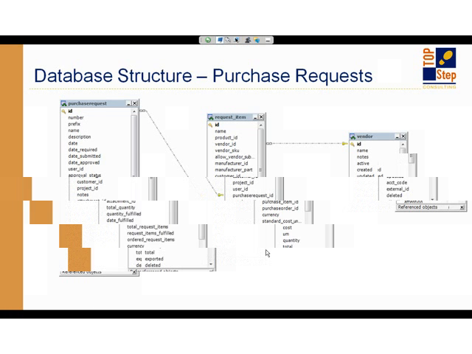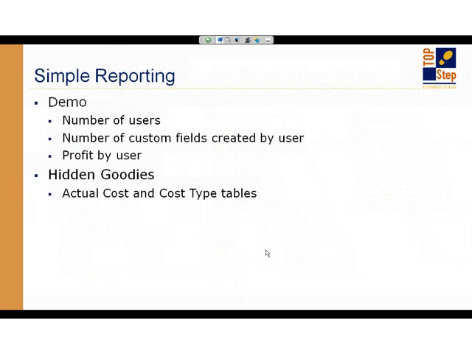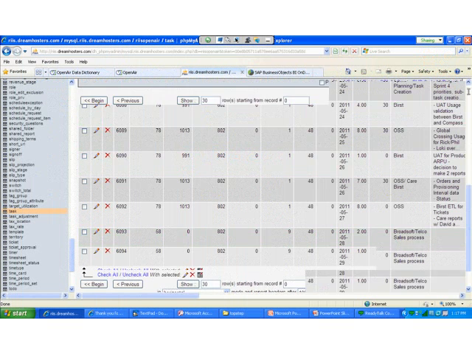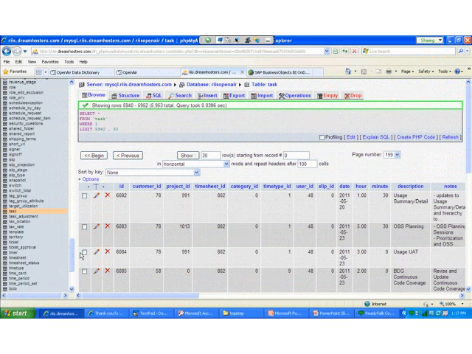Okay, simple reporting. So let's have a look at some simple reporting. What I've done is take this information, export it to a MySQL database, and then we have a front end which is called PHP admin, which we're going to look at to see how the data is put together. Okay, so first one we're going to do is the number of users. So if I go to the users table.